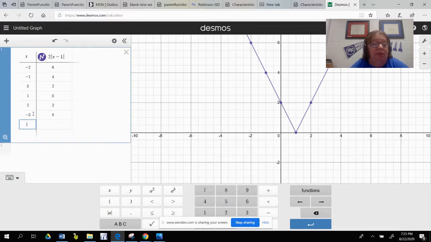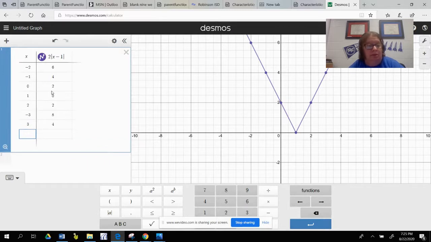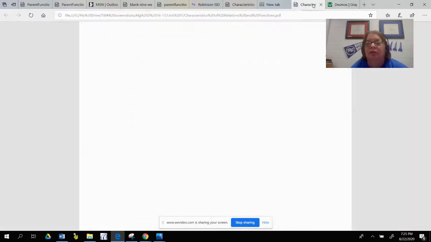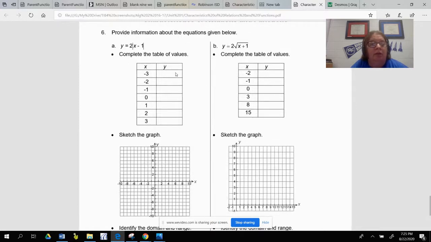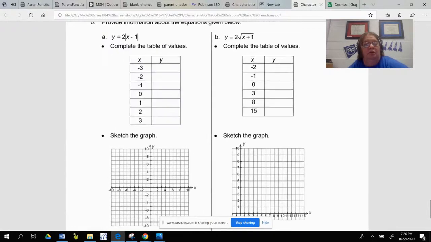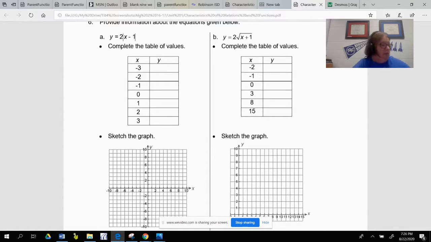Any other numbers that you wanted? If you wanted to keep going past the 2, 3. Uh-oh, that didn't work. 3, 5, 12, whatever you want. You can put in whatever numbers, and it just fills in your table for you. So there's the table, and here's the graph. Okay, so let's look back at our paper because we want to analyze this graph a little bit. Okay, so here's the table.